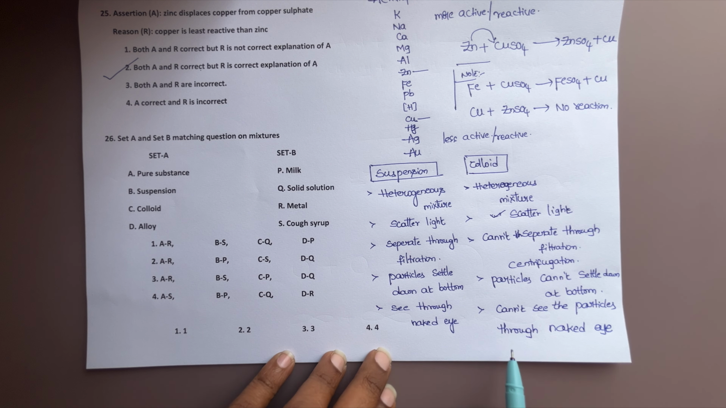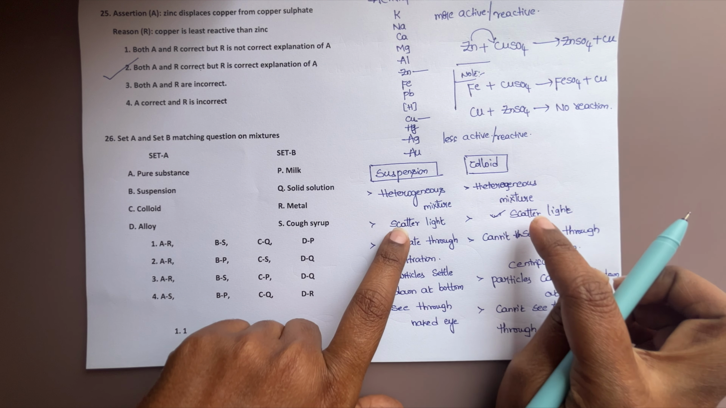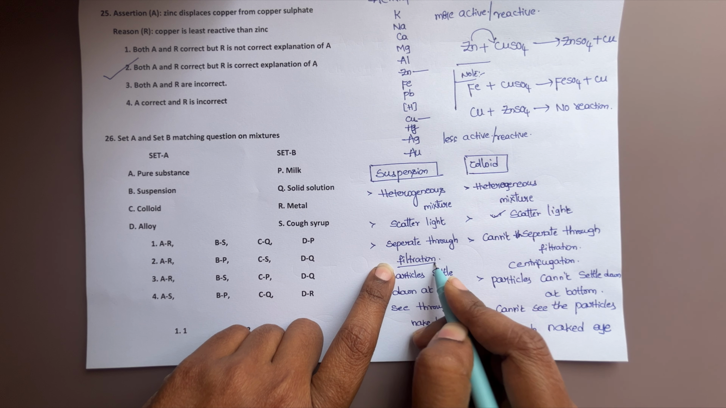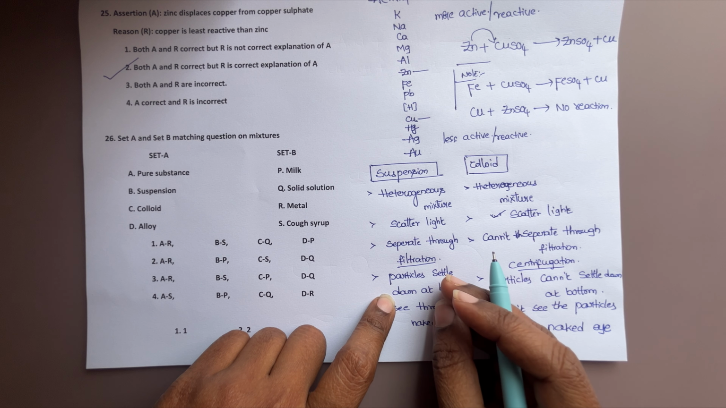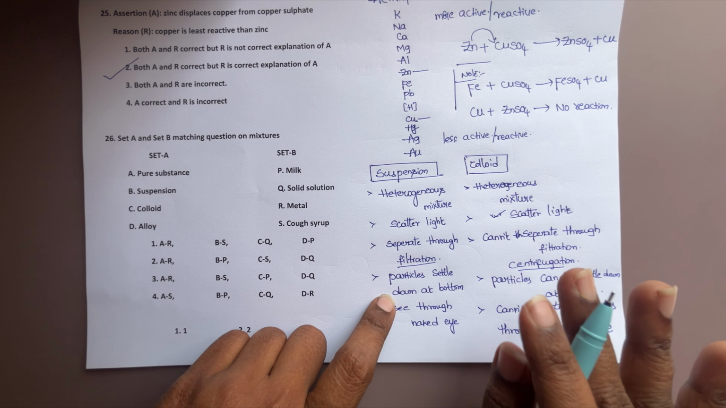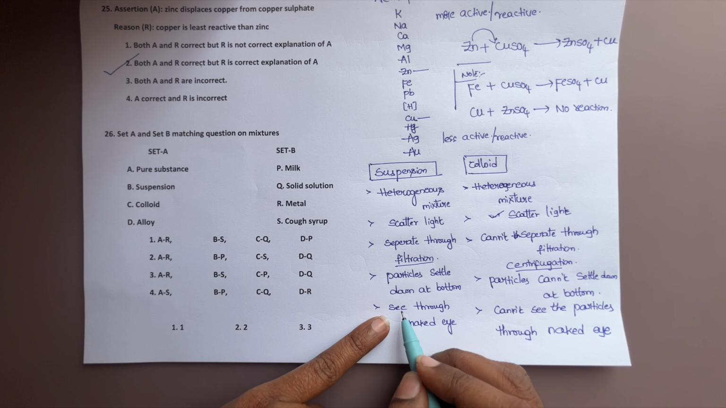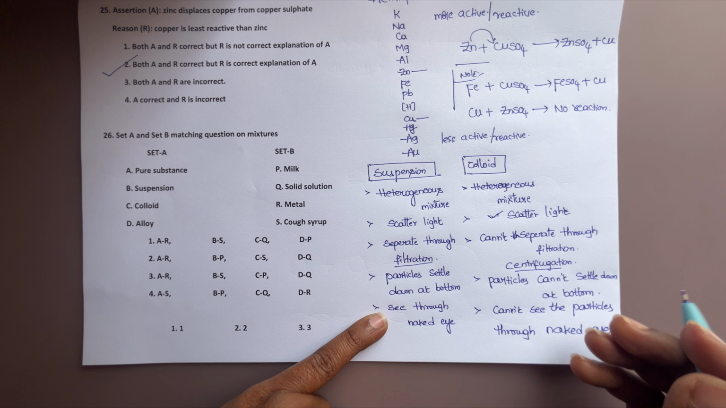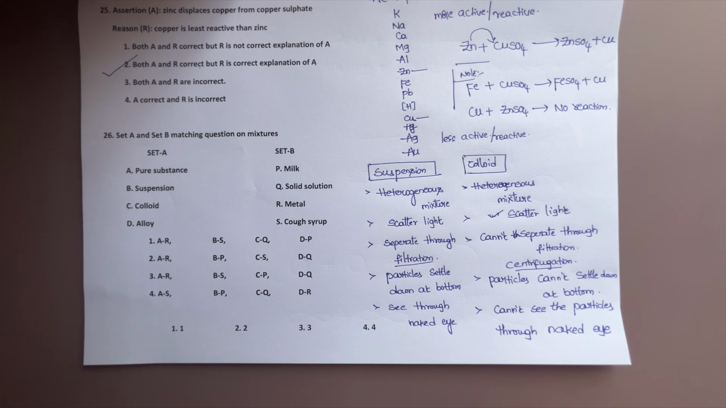See, in a suspension, we can see the particles through the naked eye. Both are heterogeneous, both change the direction of light. This one is separated through filtration, this one through centrifugation. In a suspension, particles all settle down at the bottom, so we can see them. In a colloid, the particles won't settle down, so we cannot see them through the naked eye.